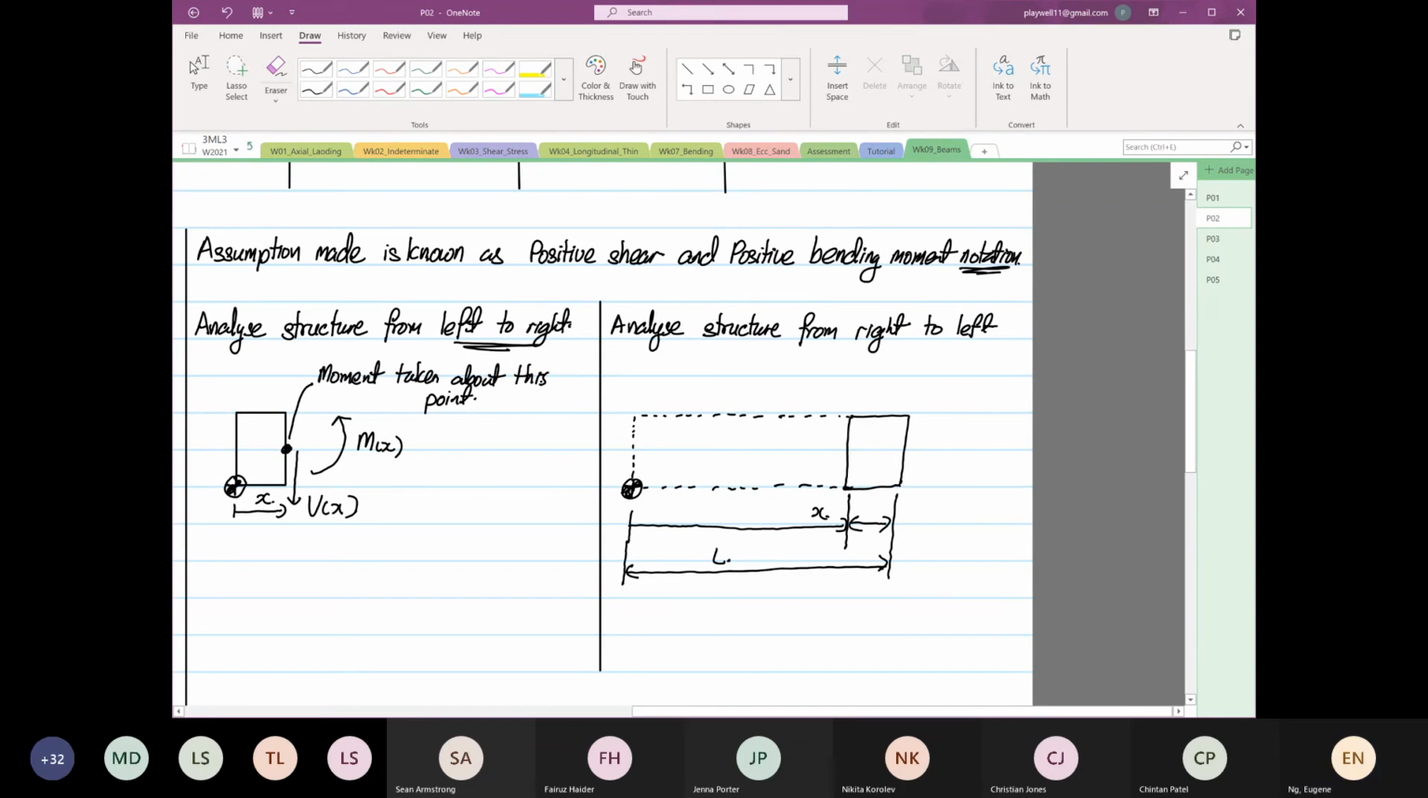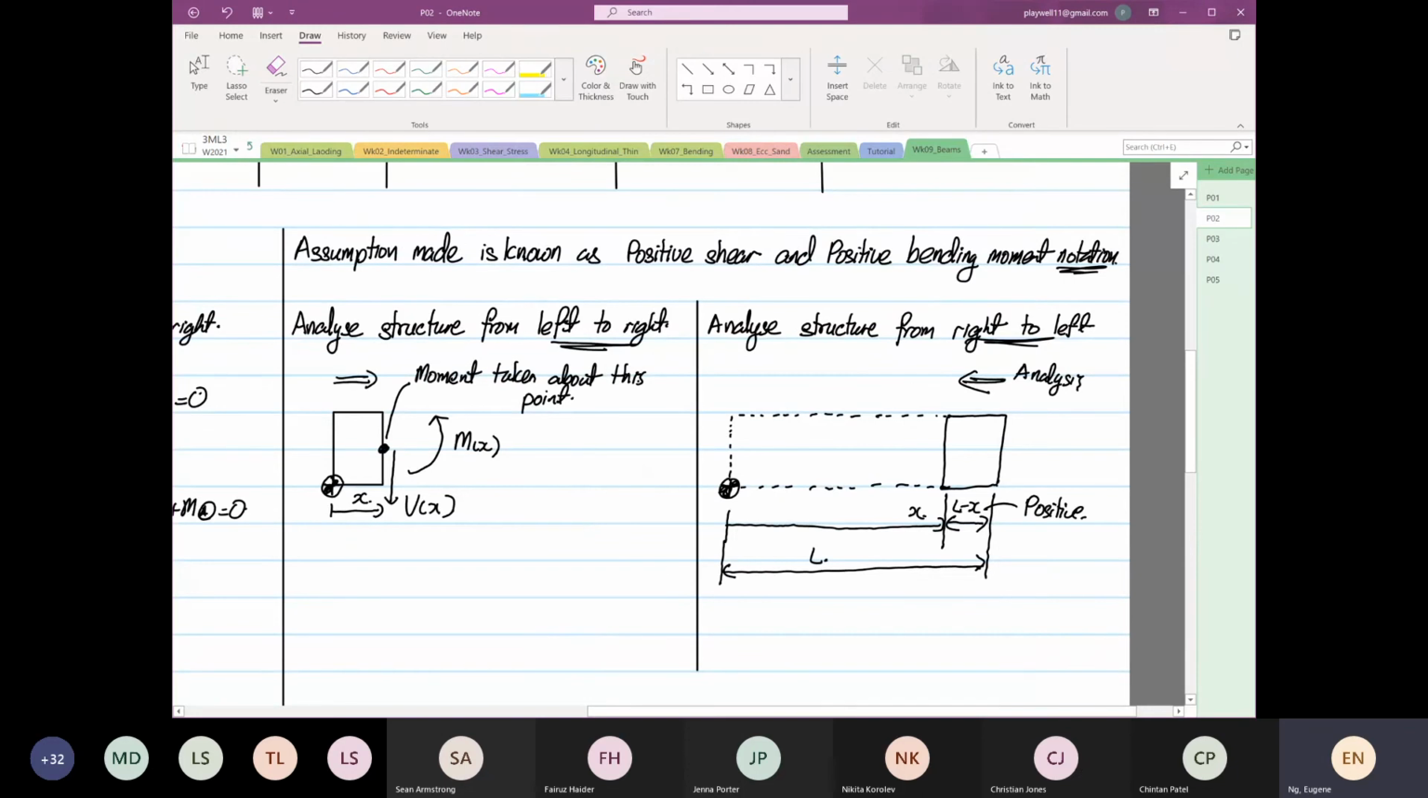Anyone? L minus x. L minus x? Can it be x minus L? Then it's going to be negative. So negative is wrong, yes or no? So it always has to be L minus x, because this term over here always has to be positive, right? So now the analysis goes from where? Right to left. This is our analysis direction, in case some of you are a bit confused.